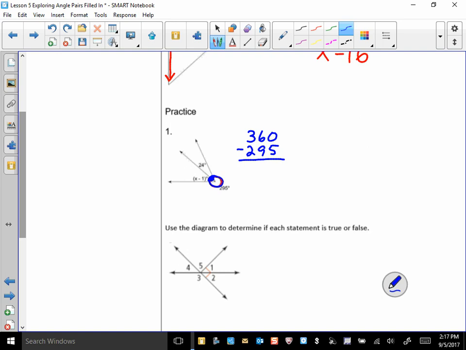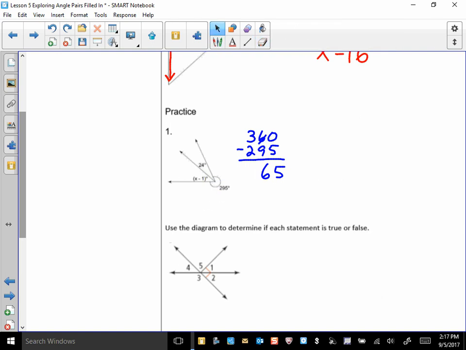And of course, that is 65 degrees, right? So let me just draw that a little bit better. So this blue angle here is 65 degrees. Okay, so now what do I know?